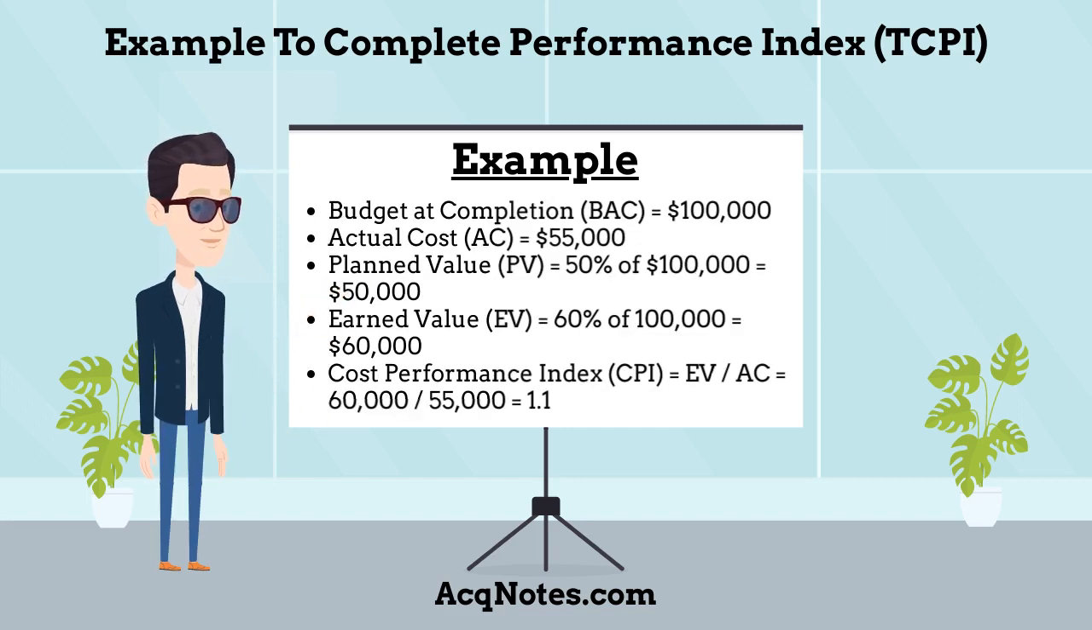First we need to figure out the main variables we will need to input into the TCPI equation. Budgeted completion, BAC, equals $100,000. Actual cost, AC, equals $55,000. Planned value, PV, equals 50% of $100,000 equals $50,000. Earned value, EV, equals 60% of $100,000 equals $60,000. Cost Performance Index, CPI, equals EV divided by AC equals 60,000 divided by 55,000 equals 1.1. Since the Cost Performance Index is 1.1, which is greater than 1, you are under budget.